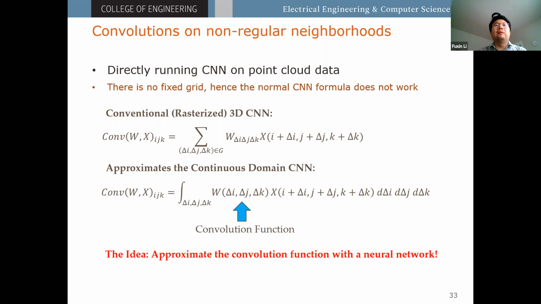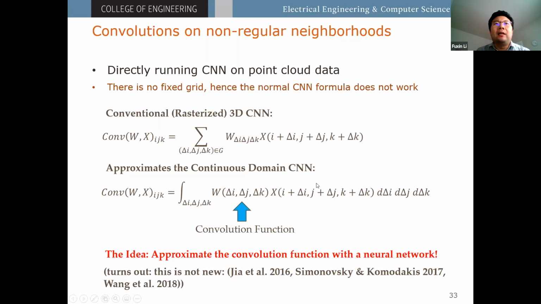Another thing we can do is we can make it scale invariant just by normalizing those delta I, delta J, delta Ks with respect to the global scale. And of course, we can also do something better than that, which I probably won't have time to show, but I can briefly talk about it.